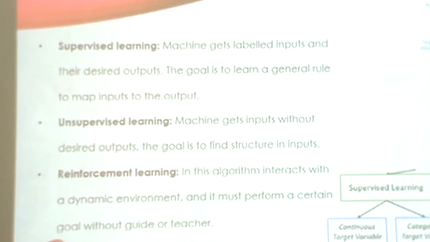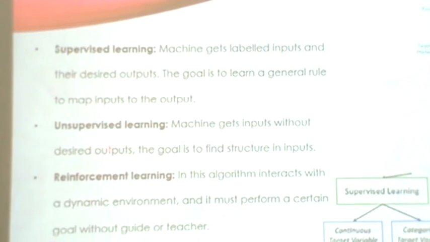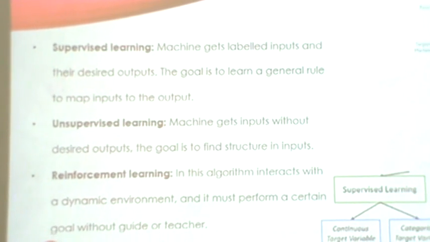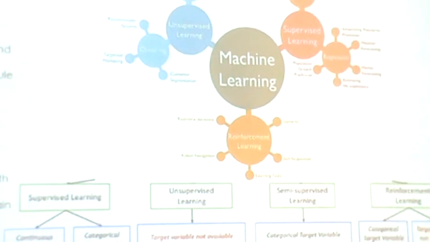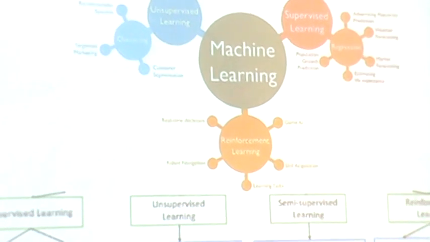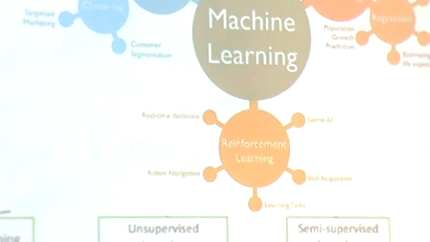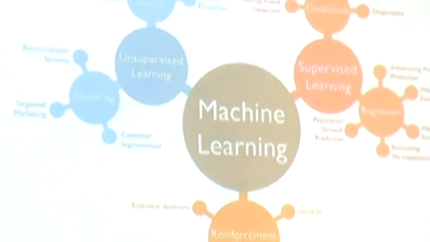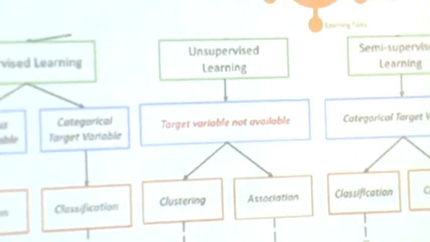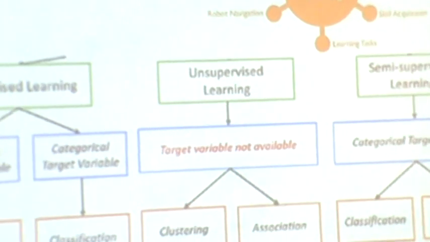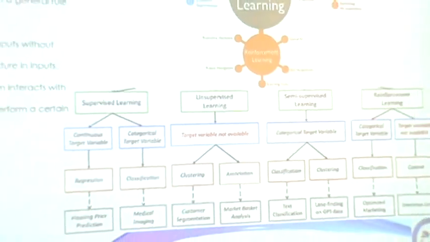So types, we have supervised learning and unsupervised learning, and we have reinforced learning. These are the three types we have in machine learning. In the first one, the machines get the labeled input and the desired output. We teach the machines by giving labeled input, and also we teach the computer what the output should be like. By this, the machine will know the input as well as the output.